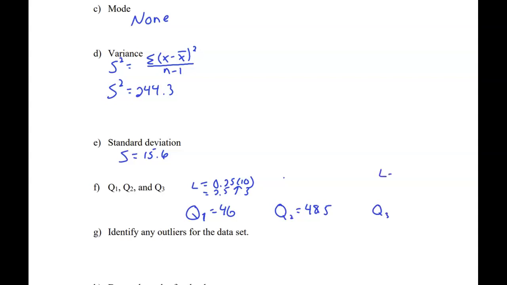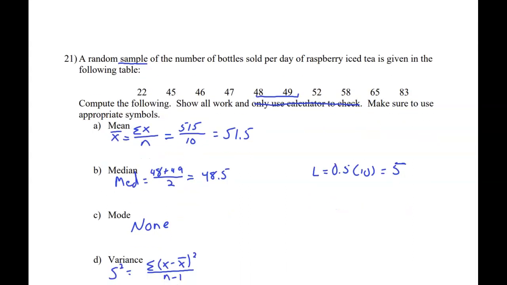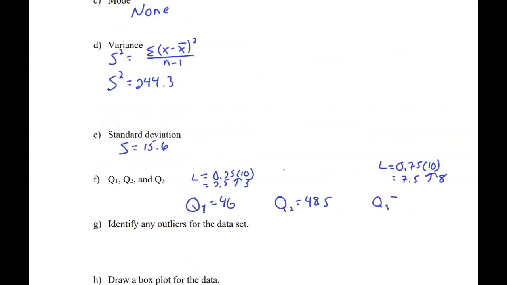Q3, we need to do location at 0.75 times 10, which is going to be 7.5. So I go up to the 8th position, and I look for the number in the 8th position, which is 1, 2, 3, 4, 5, 6, 7, 8, which will be 58. So Q3 is at 58. So pay attention to those rules for location.